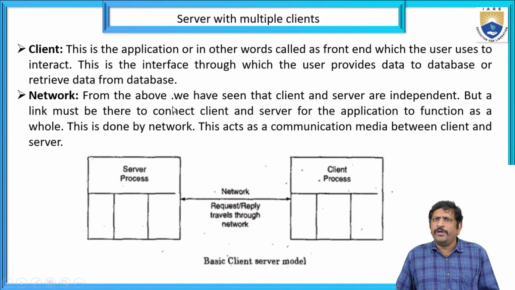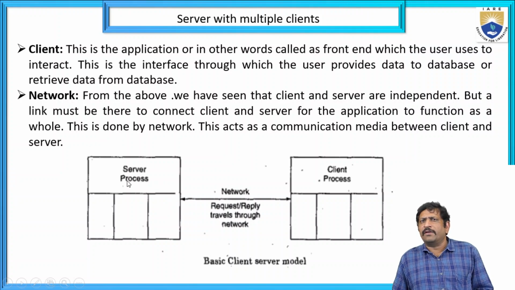Network. From the above we have seen that the client and the server are independent. But a link must be there to connect the client and the server for the application to function as a whole. So this is done by the network. It acts as a communication medium between the client and server. Here there is a server process and a client process.